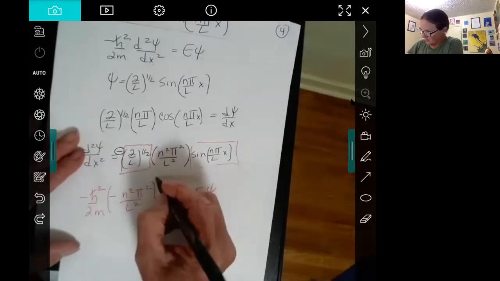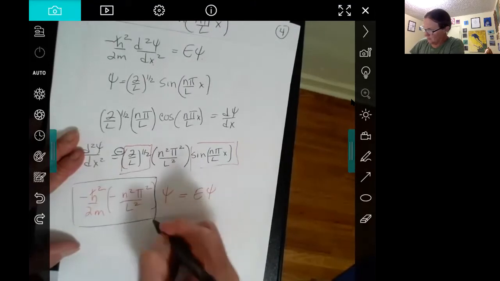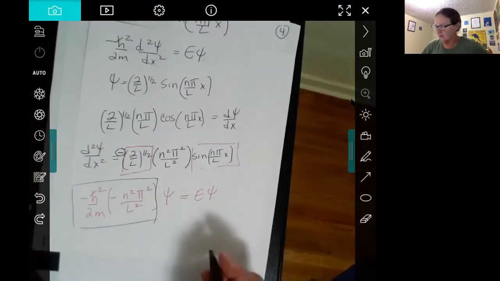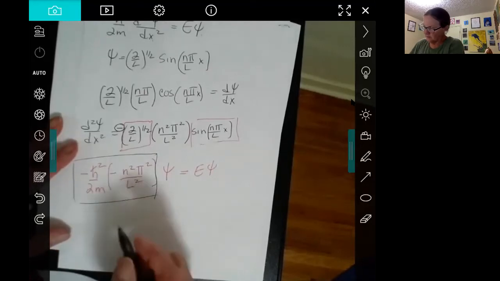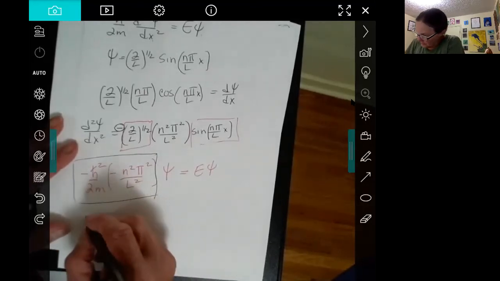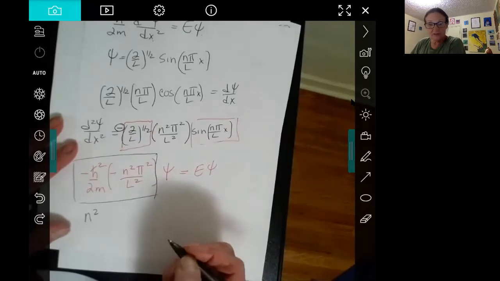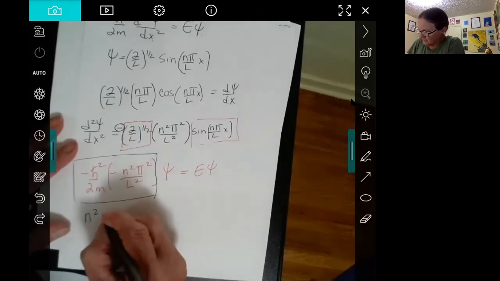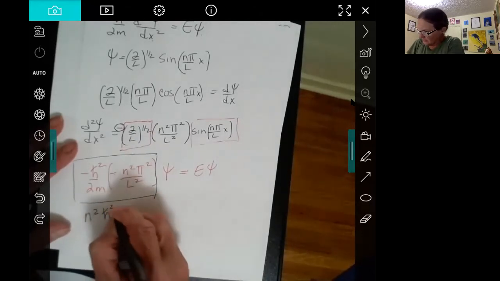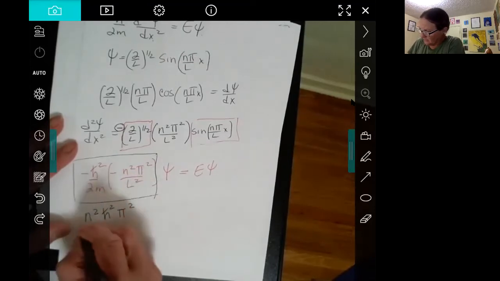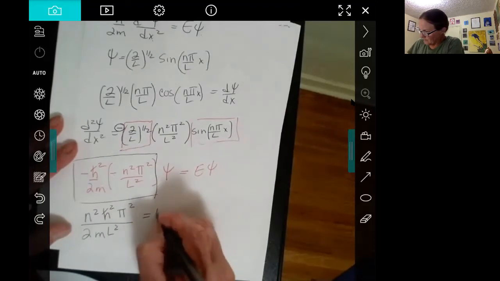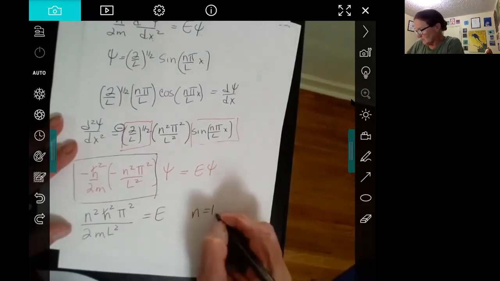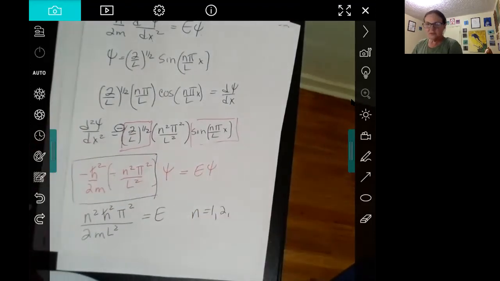So all of this represents the allowed values of energy. So when we group all these terms, the negative will go away and we'll end up with n squared. So only certain energies are allowed. N squared, h bar squared, pi squared over 2m L squared are the allowed energies, where n equals 1 to integer values up to infinity.